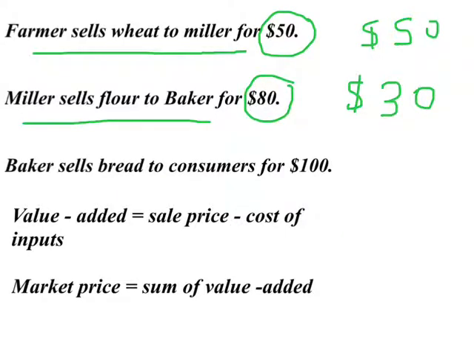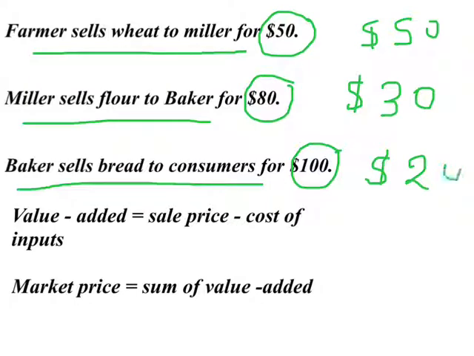Now the baker receives the flour from the miller for $80. Then the baker bakes the bread and sells it to people like you and me for $100. So what is the contribution of the baker to production of bread? It will be 100 minus 80, and that will be $20.